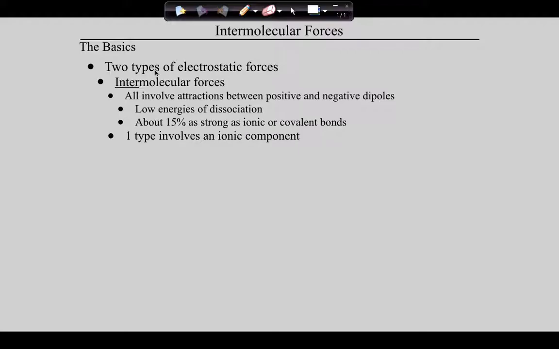So guys, here then is the trick. Don't write this down. This is the overview for today. So guys, what you're going to find out is there's 4 different types of intermolecular forces.